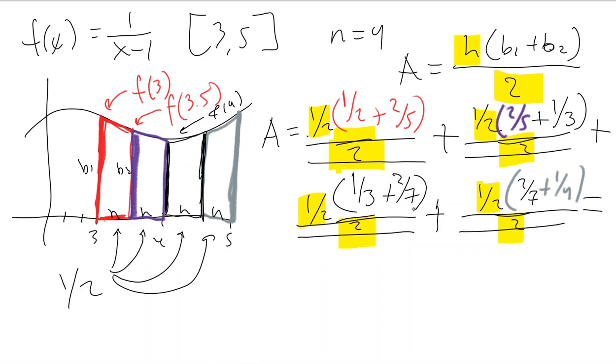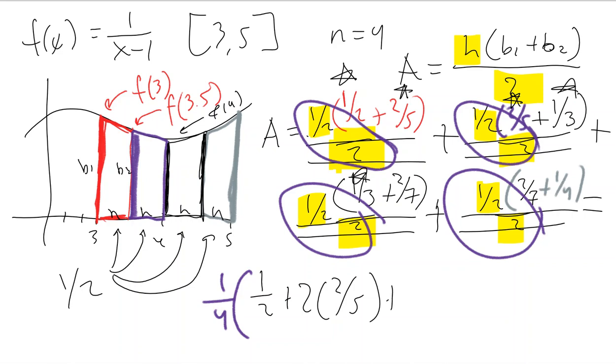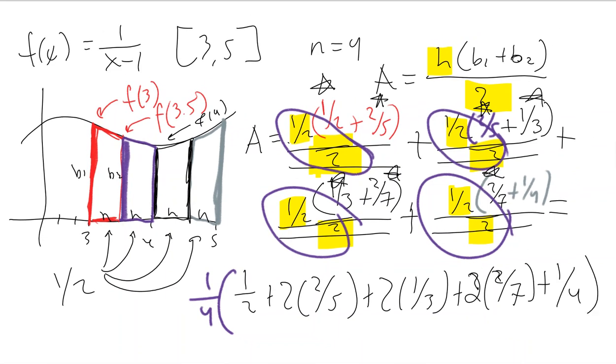So even if I did have a calculator in this question, good luck typing all that in without missing a needed parenthesis or something. So notice all of these have a 1/2 divided by 2. So to make my life easier, I would factor out that 1/4. Then I've got this guy that's a 1/2. And I've got this that's a 2/5, and this is a 2/5, so I really have 2 times 2/5. Then I have 2 times 1/3. Then I have 2 times 2/7. And then in the end, I only have the 1/4. Now it's much more manageable to put in the calculator.